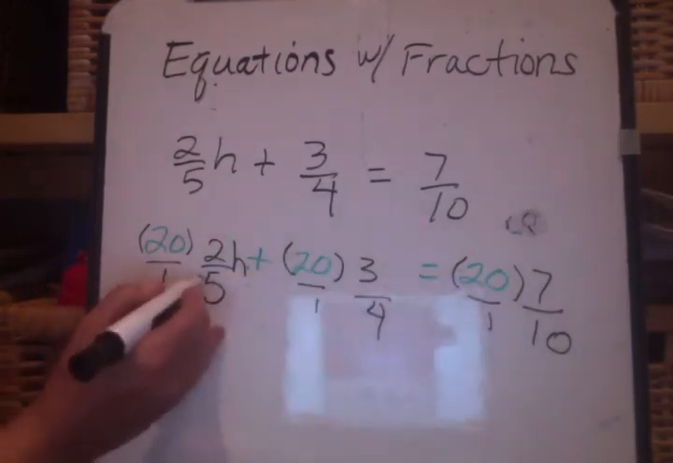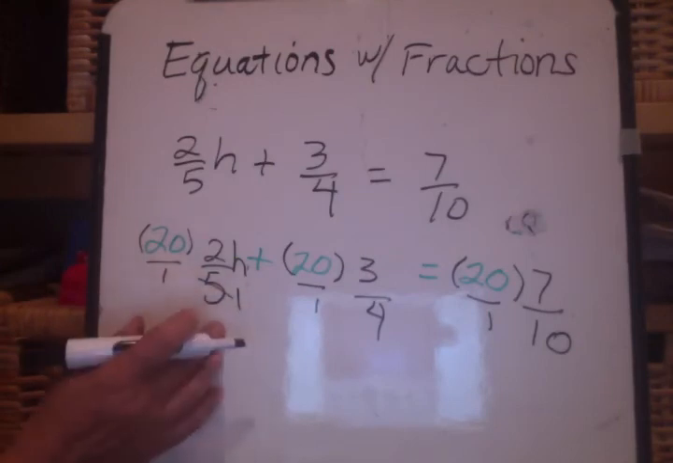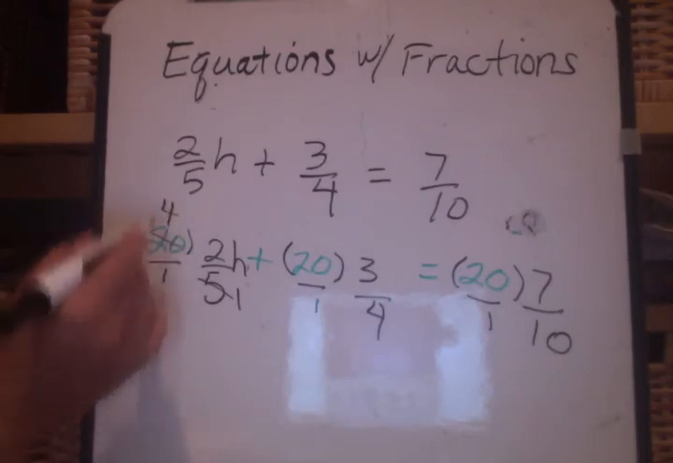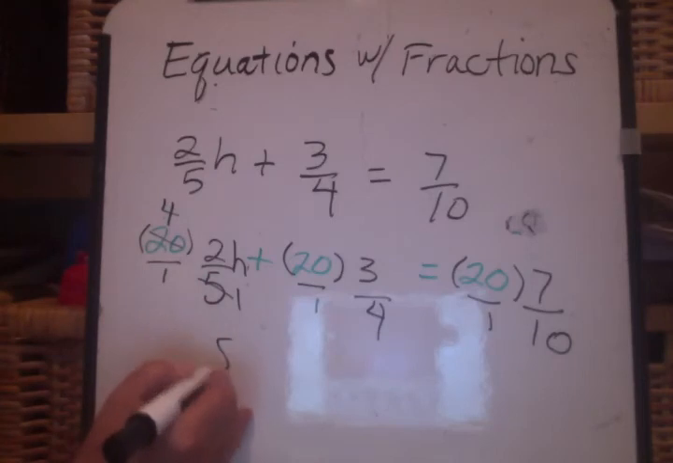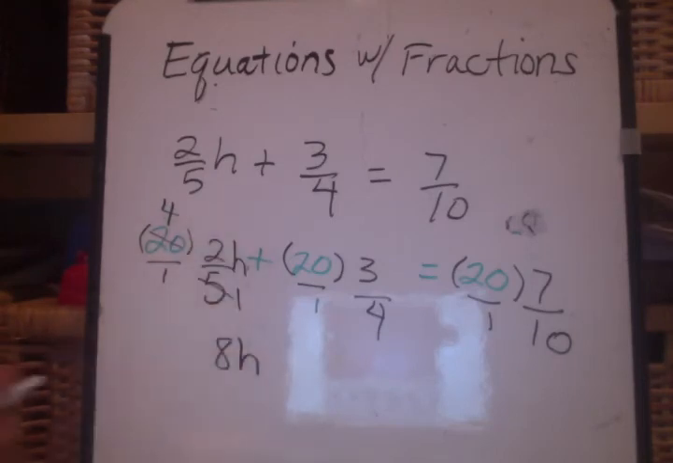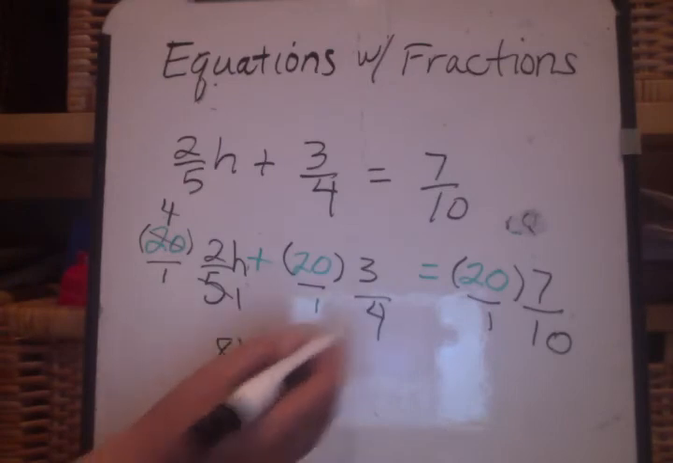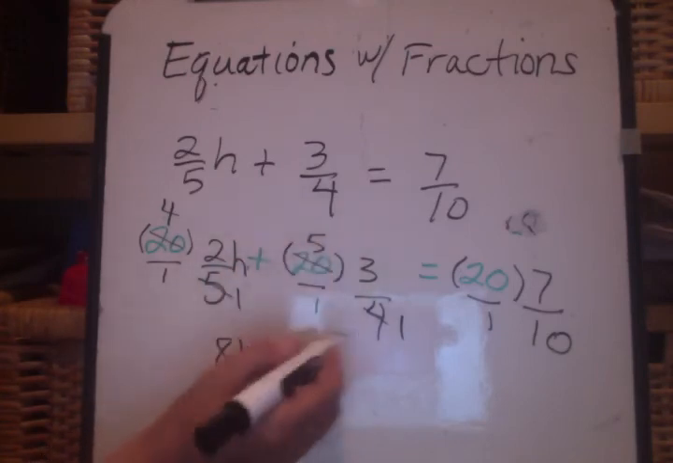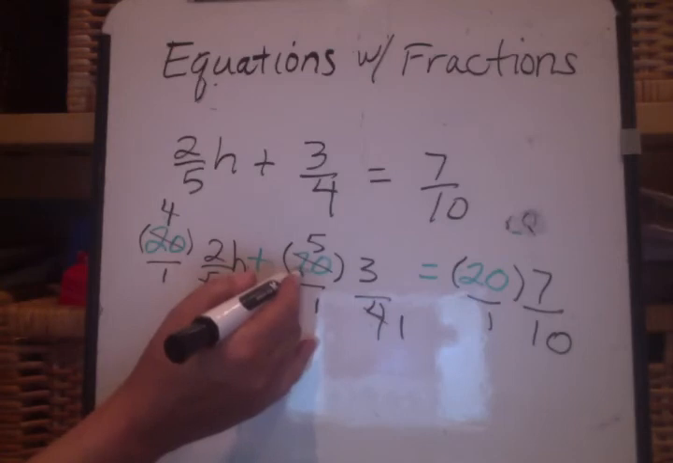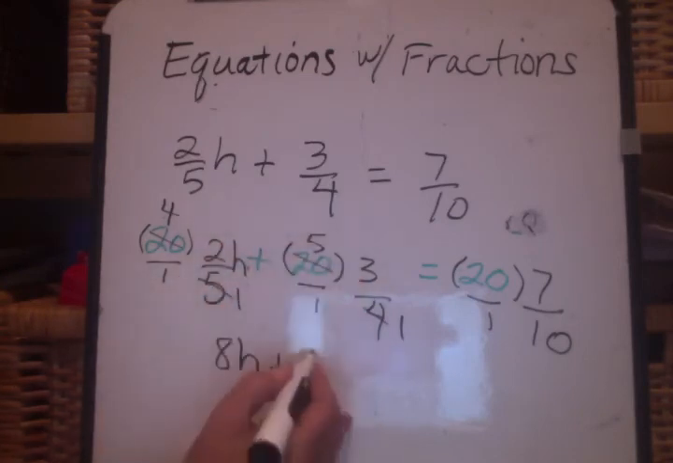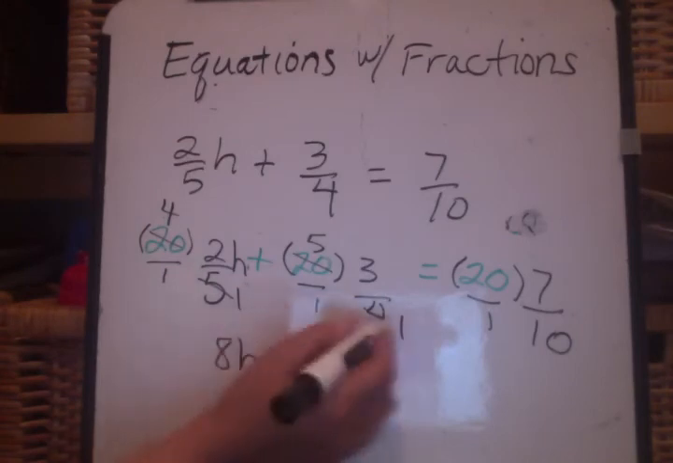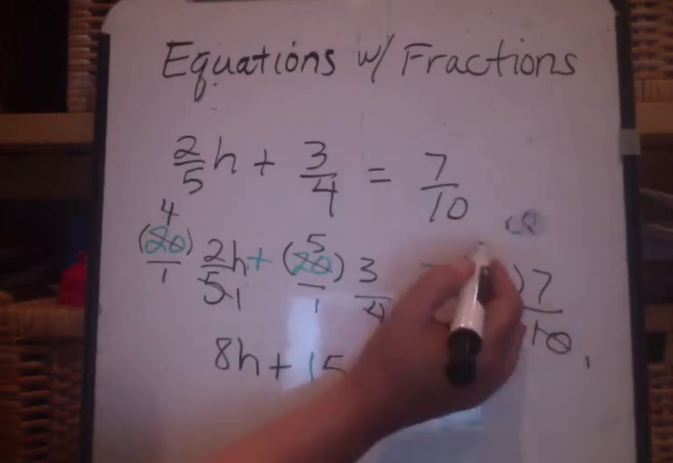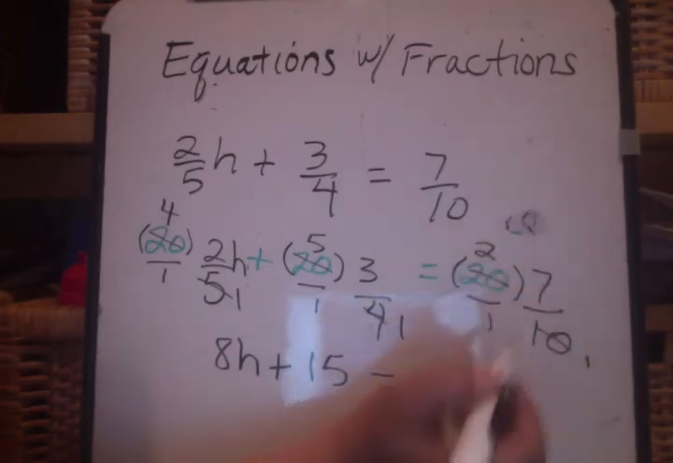So 5 goes into, 5 divided by 5 is 1, and then 20 divided by 5 is 4. Okay, now I do 4 times 2, which is 8, and we have an h, so we keep that, plus, and this one I'm going to divide by 4. 4 divided by 4 is 1, 20 divided by 4 is 5, so 5 times 3 is 15, and again the denominator is 1, equals, and on this one 10 goes into 10 once, 20 goes into 20 2 times. 2 times 7 is 14.